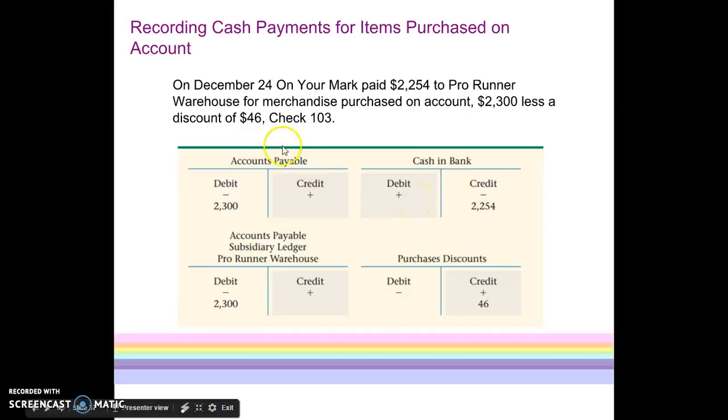Let's take a look at it in T account form. We will end up debiting accounts payable for the total amount of the invoice, which is $2,300. We are going to credit cash for $2,254 because we are being discounted on what we owe, and that $46 discount is recorded in purchases discounts. Debit accounts payable $2,300, credit cash and bank $2,254, credit purchases discounts $46. Also, there's going to be a $2,300 debit posted to the subsidiary ledger to that particular supplier or vendor, ProRunner Warehouse.